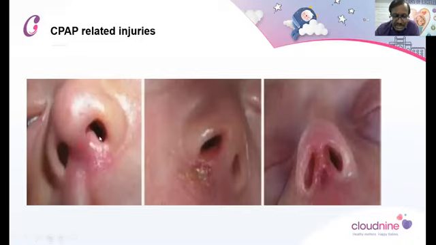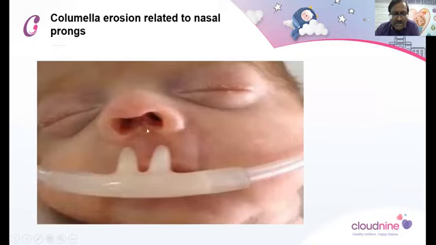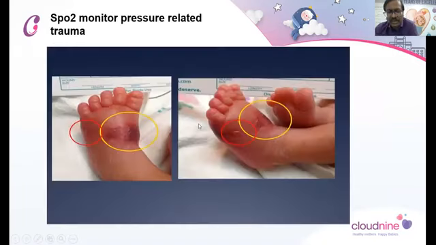These are the nasal injuries you can see. And this is the columnar erosion because of the prongs. You can see here. These are very difficult to treat. Most of the time it will persist. And we use so many gadgets in the NICU. Everything comes with a risk.